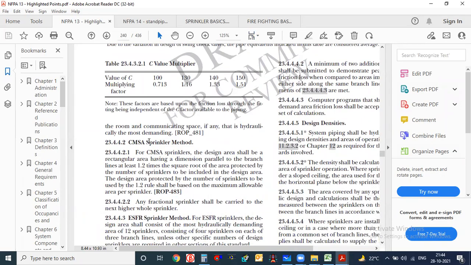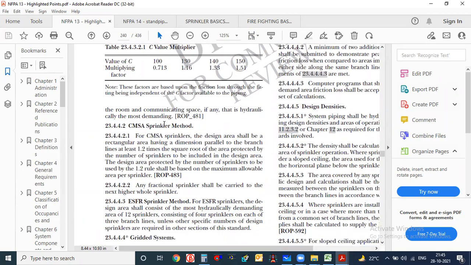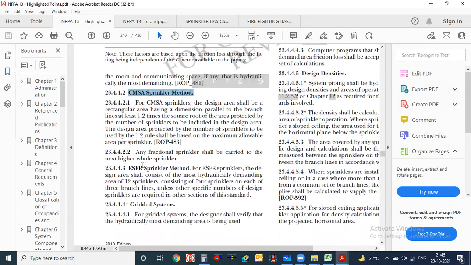Anyhow, then they have given CMSA sprinkler, ESFR sprinkler method. For CMSA sprinkler, the design area shall be a rectangular area having a dimension. This is also the same as the density area method. This is the ESFR method. For ESFR, the design area shall consist of the most hydraulically demanding area of 12 sprinklers, consisting of 4 sprinklers on each of the 3 branch lines.